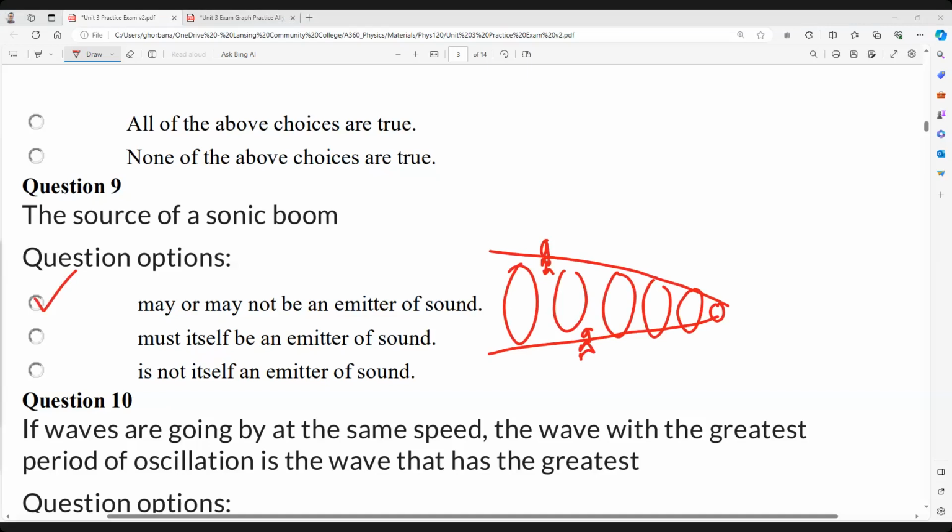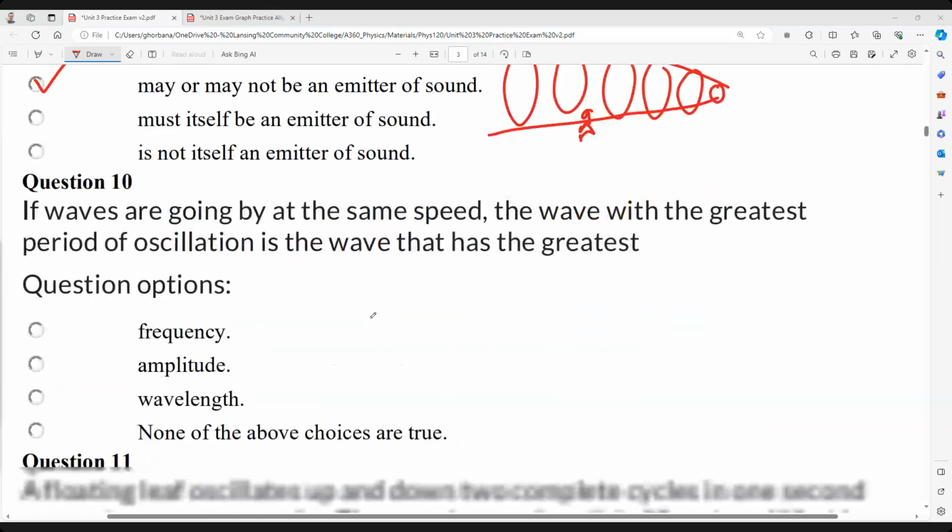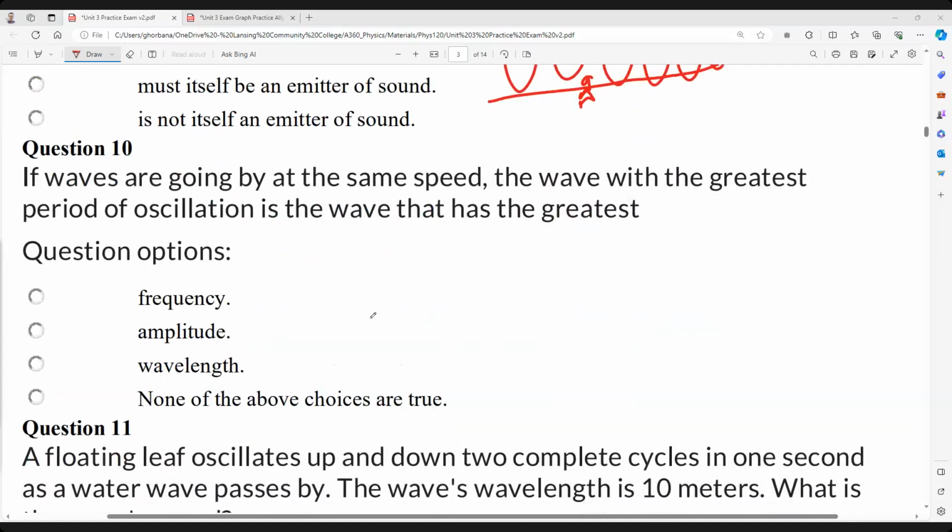Question number 10. If waves are going by the same speed, the wave with the greatest period of oscillation is the wave that has... we kind of explained this. Again, if waves are going by the same speed, the wave with the greatest period: frequency and period are inversely related to each other. Greatest period means the smaller frequency. If this is big, this frequency is going to be small.